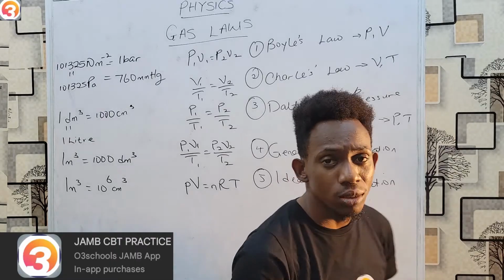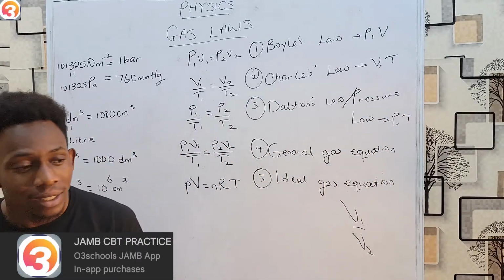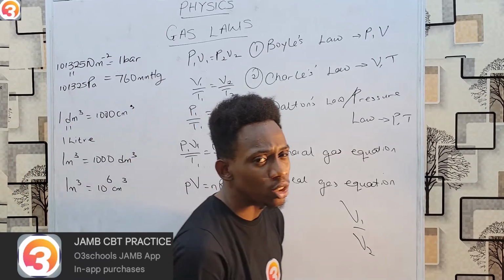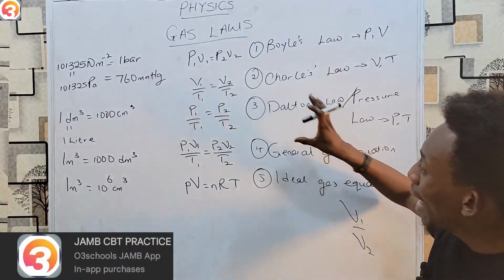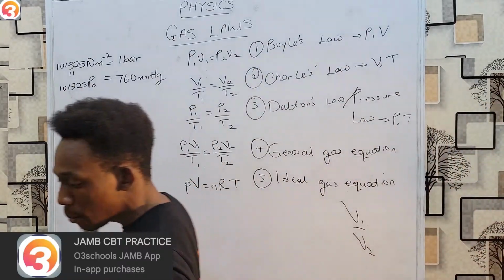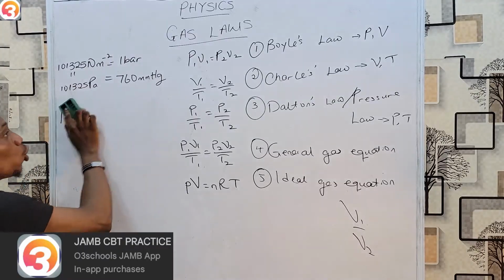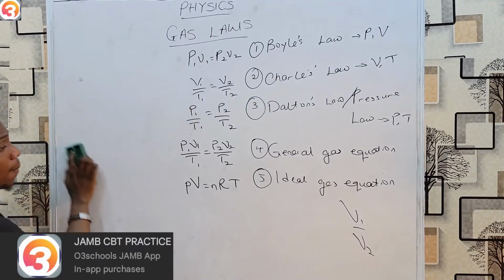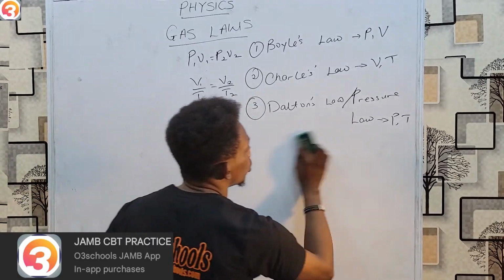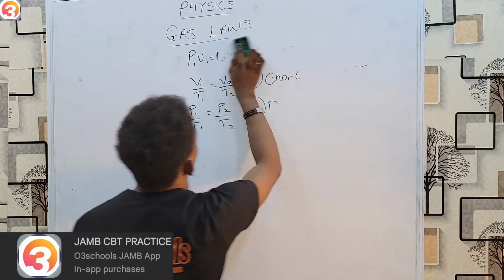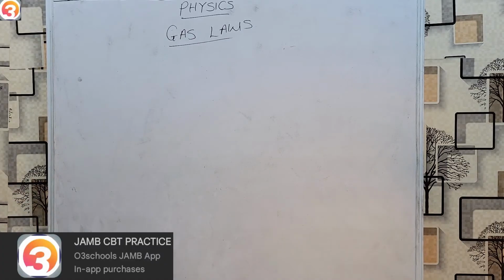So, yes, this topic simply has the statements of the laws and then the application of those laws in your solving. It's actually quite simple. So, if you've noted the laws and their formulas, then it's time for us to do what we always do in these physics tutorials and open our O3 Schools JAMB app and take in some of these examples. So let's work out some questions on this topic from our O3 Schools JAMB app.